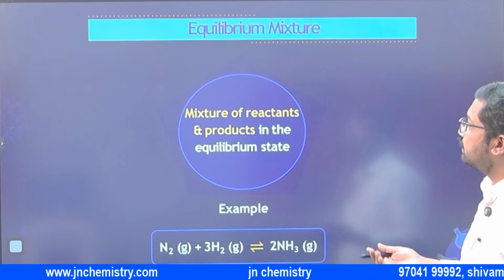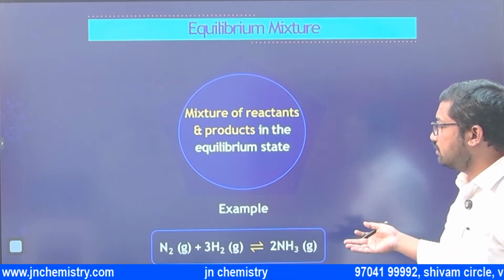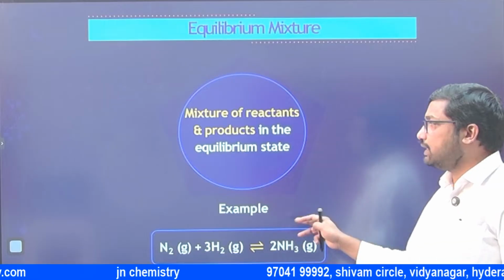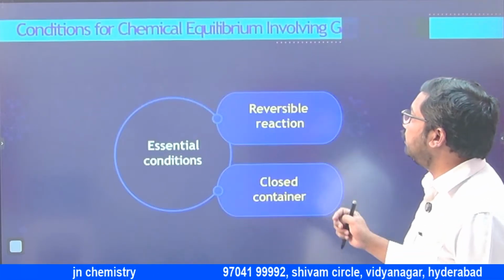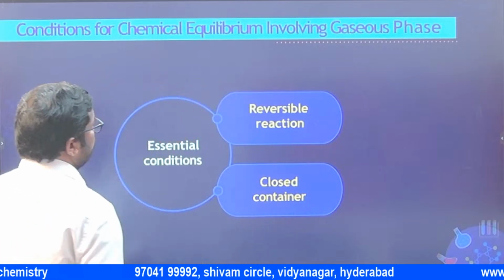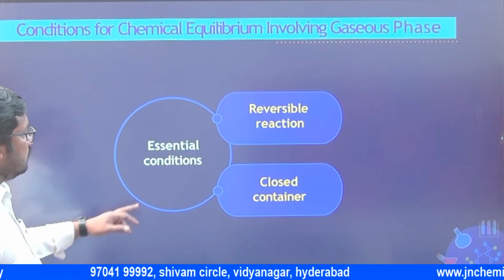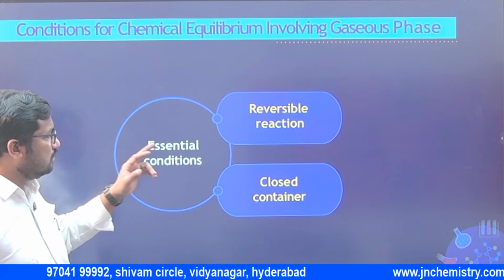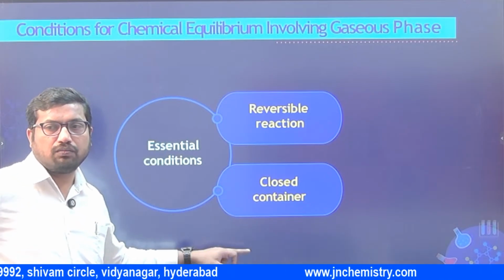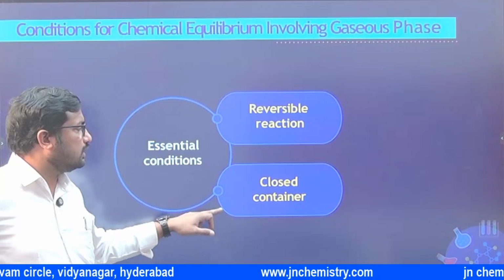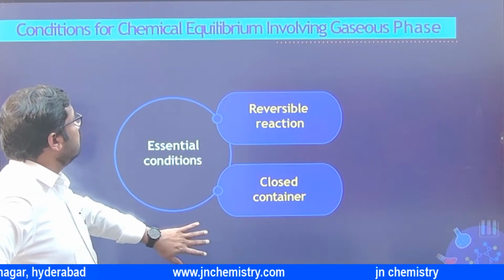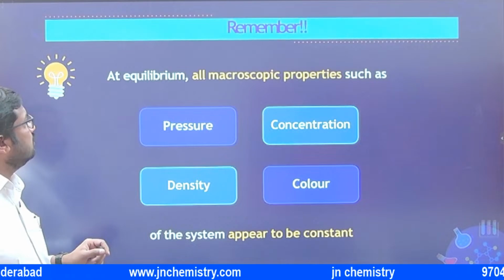So this is the equilibrium mixture, formed after attaining the equilibrium, with reactants converting into products. No need to write that, let it be. The essential conditions I already told you: a reversible reaction, and which container should be present? A closed container. I already gave you this point.